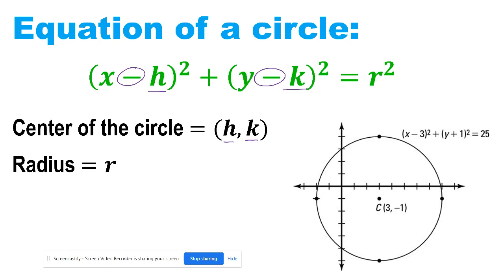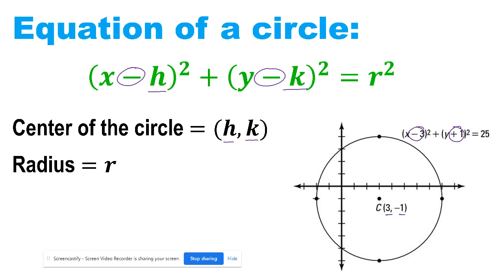If they gave you the center of the circle and you had to put it in an equation, you'd have to change the sign. So if you look at this picture on the bottom right, the center is positive 3, negative 1. But when we see the equation, we have a minus 3 and a plus 1. So the signs change on both of those numbers as you go back and forth from the equation to the point.